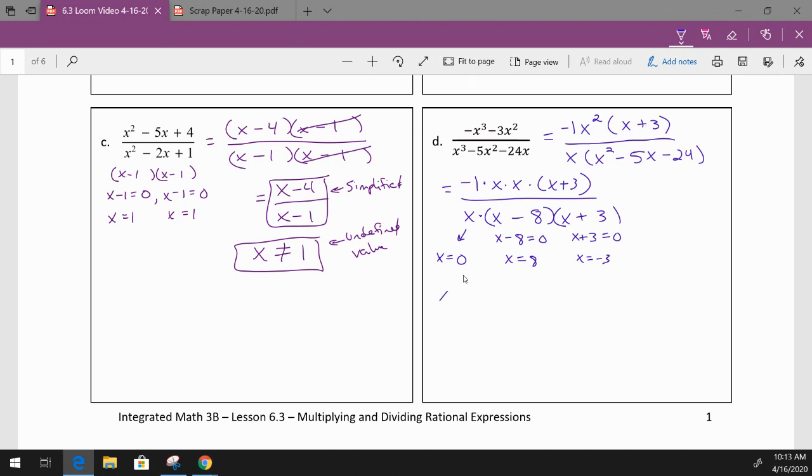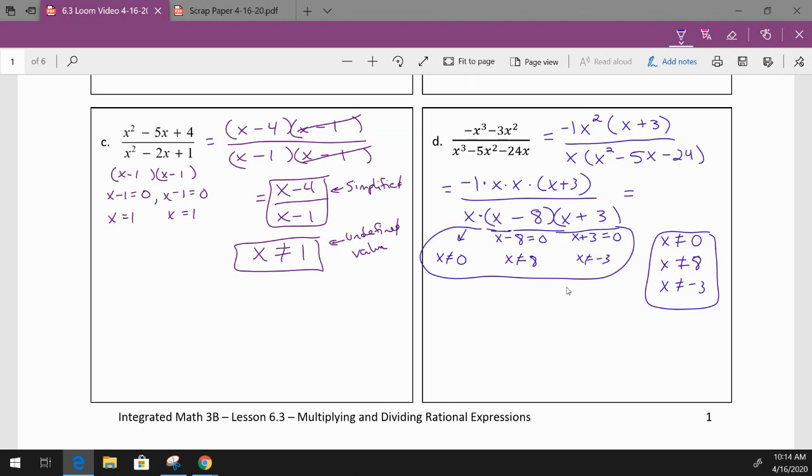So we have to state that x cannot equal 0. Actually, let me put this over here. So this is the work that goes into it. You do not want the denominator to equal 0. So my undefined values would be x cannot, or domain, another way of saying it, x cannot equal 0, x cannot equal 8, and x cannot equal -3. So these are my undefined values, and I get that from my denominator. So this here is how we get those undefined values.